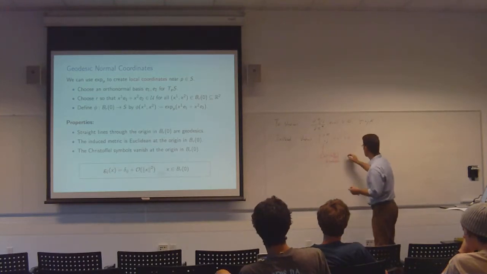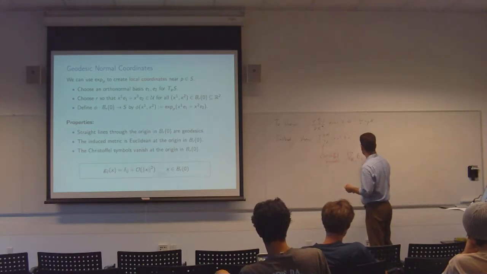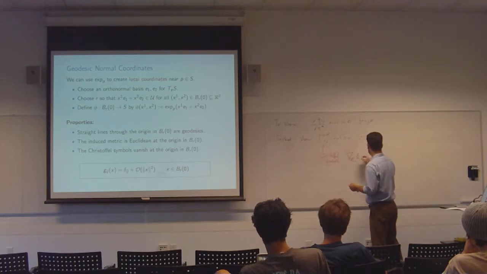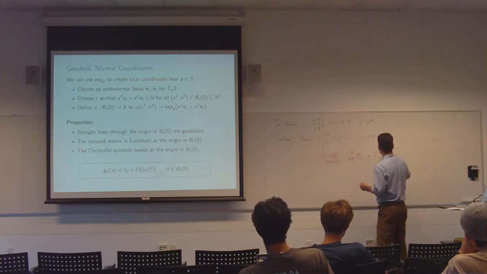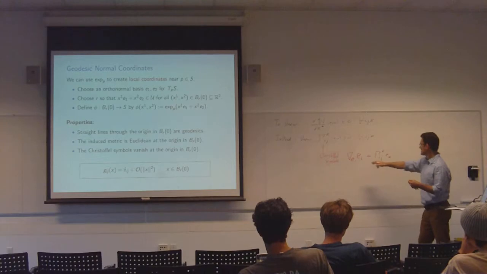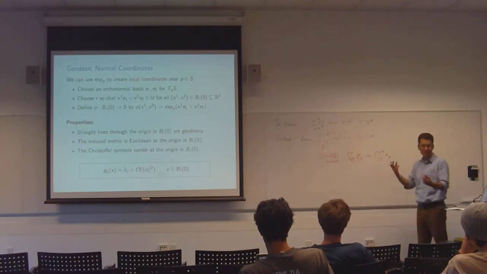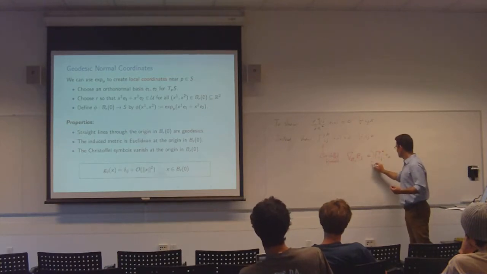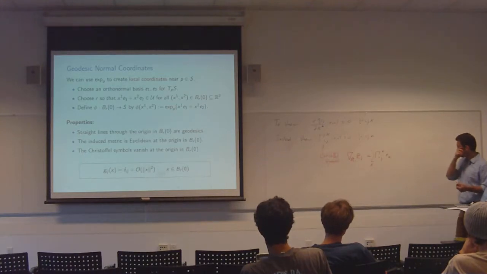So the Christoffel symbols were defined as the covariant derivative of E_i in the direction E_j, and this can be expressed as some linear combination. I mean, this is a tangent vector, so it can be expressed in terms of the basis of the tangent space with some coefficients, and those coefficients are the Christoffel symbols. So I'm going to look to prove that the Christoffel symbols are 0.